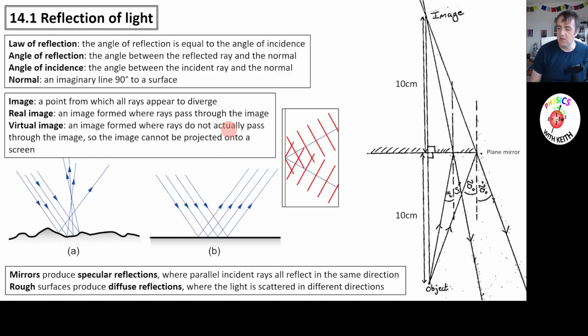So virtual images, you can't project them on a screen, and if you view the image from different angles, it appears to be different. Now, there's a diagram on the right here. This is a hand-drawn diagram on a piece of paper that I drew and then scanned.